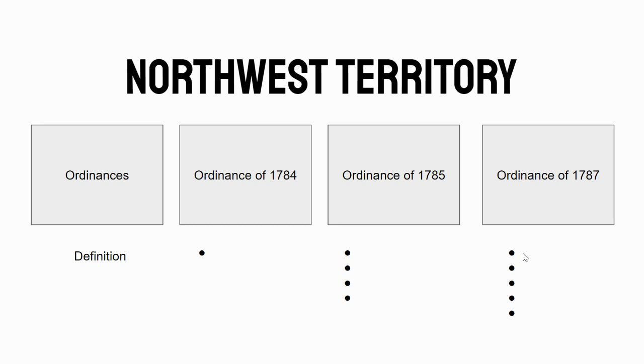So, for example, when you do the reading for the Ordinance of 1784, what's the one thing that it did? And then when you do the reading for the Ordinance of 1785, what are the 4 things that the ordinance did? And then once you are done reading that, take a look at the Ordinance of 1787 and what are the 5 things that the ordinance added to the structure of settling this Northwest Territory.